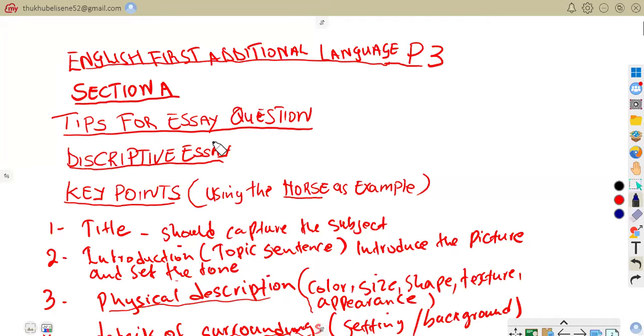Today I want us to look at English First Additional Language, Paper 3. We are mainly going to focus on Section A. As you know, Section A for Paper 3 is the essays. So we are going to look at the descriptive essay where we are given a picture and we have to write an essay on the given picture. We are going to use a horse as our example.